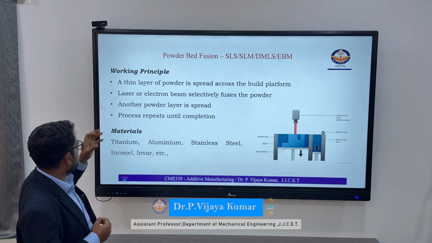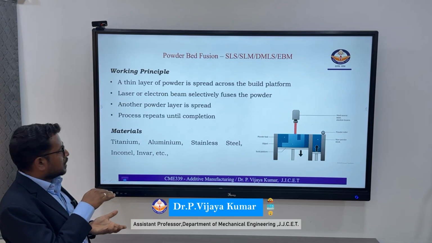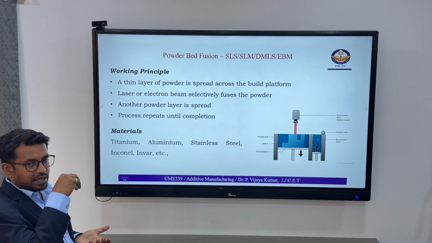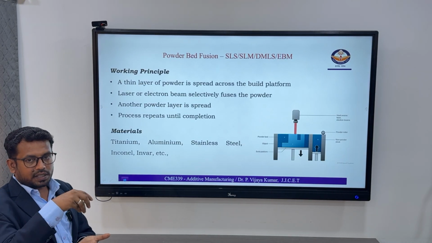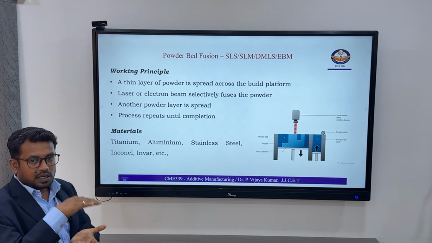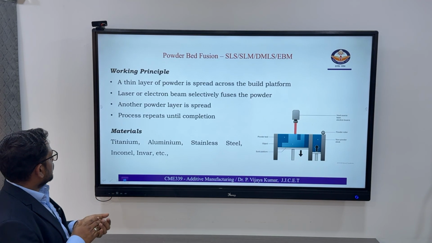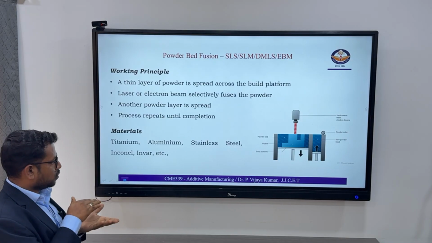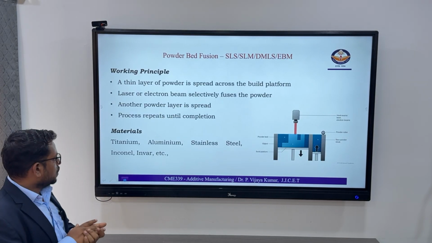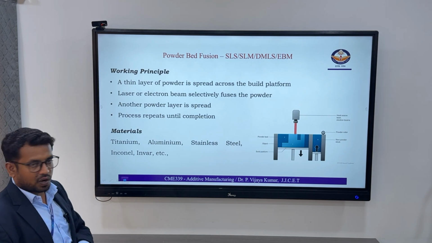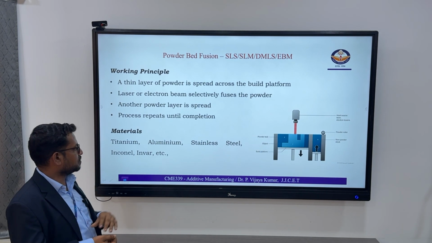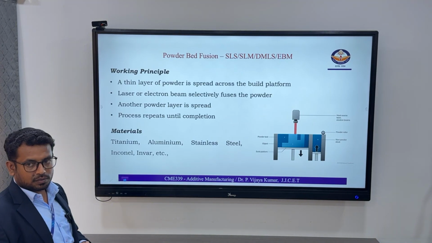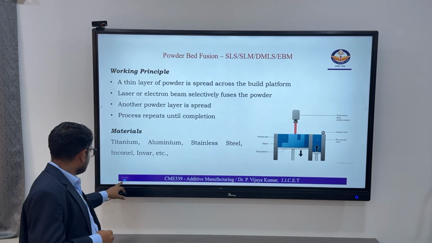powder bed fusion technology. The working principle of this technology is that the powder material is spread as a single, fine, thin layer. Then the laser rays are passed wherever the product is required, on those particular places. Then it is finally fused, and we get the complete part. So every layer is added one by one, and finally we can get a single physical product. Materials like titanium, aluminum, stainless steel, Inconel and Invar, many materials, especially metal materials, are prepared in this type of powder bed fusion technology.